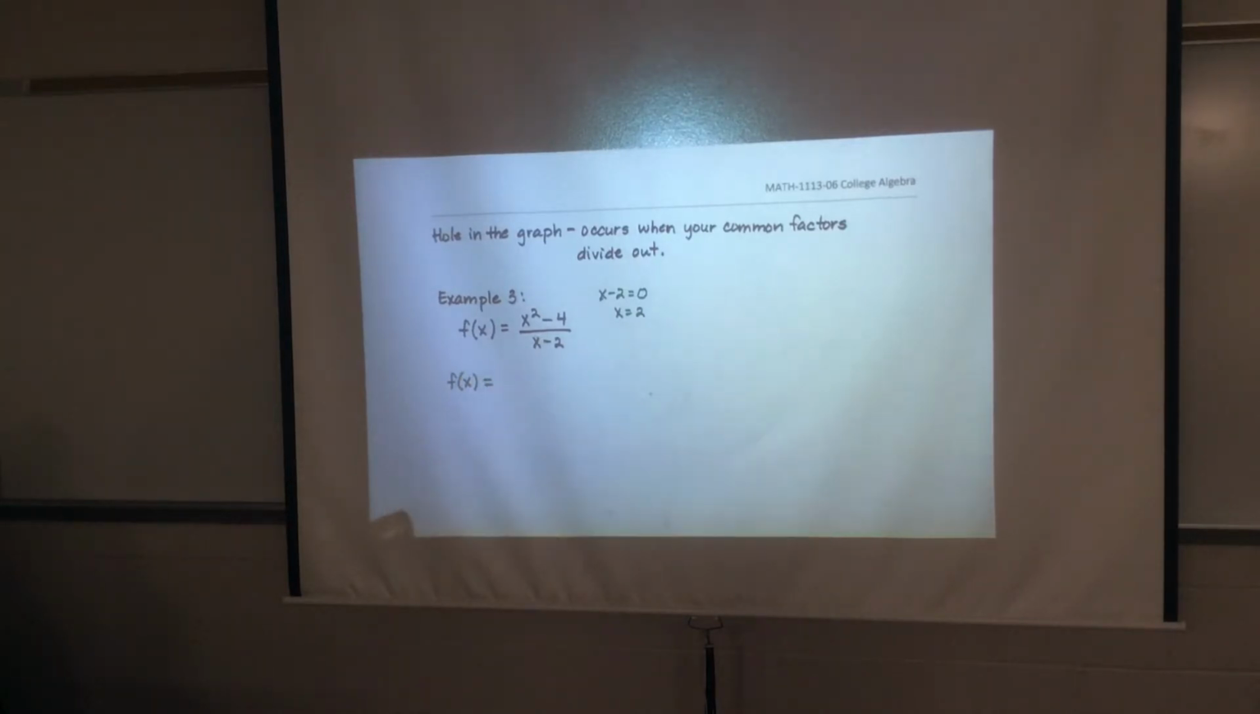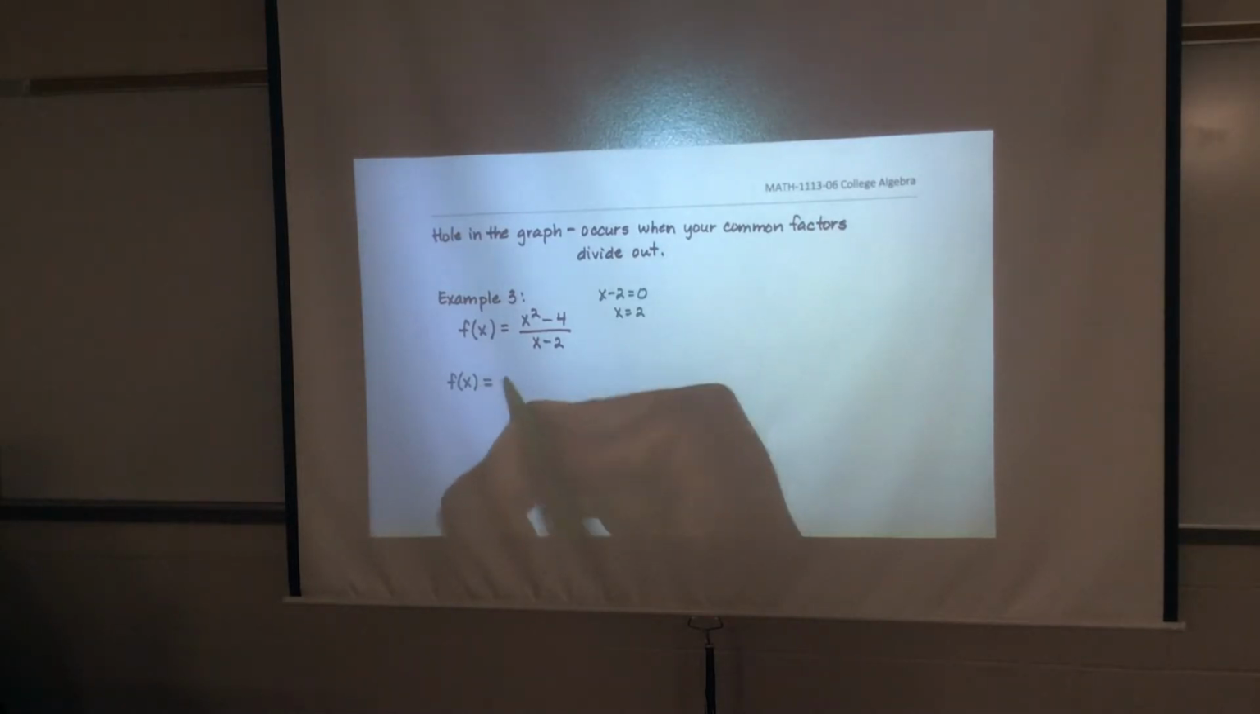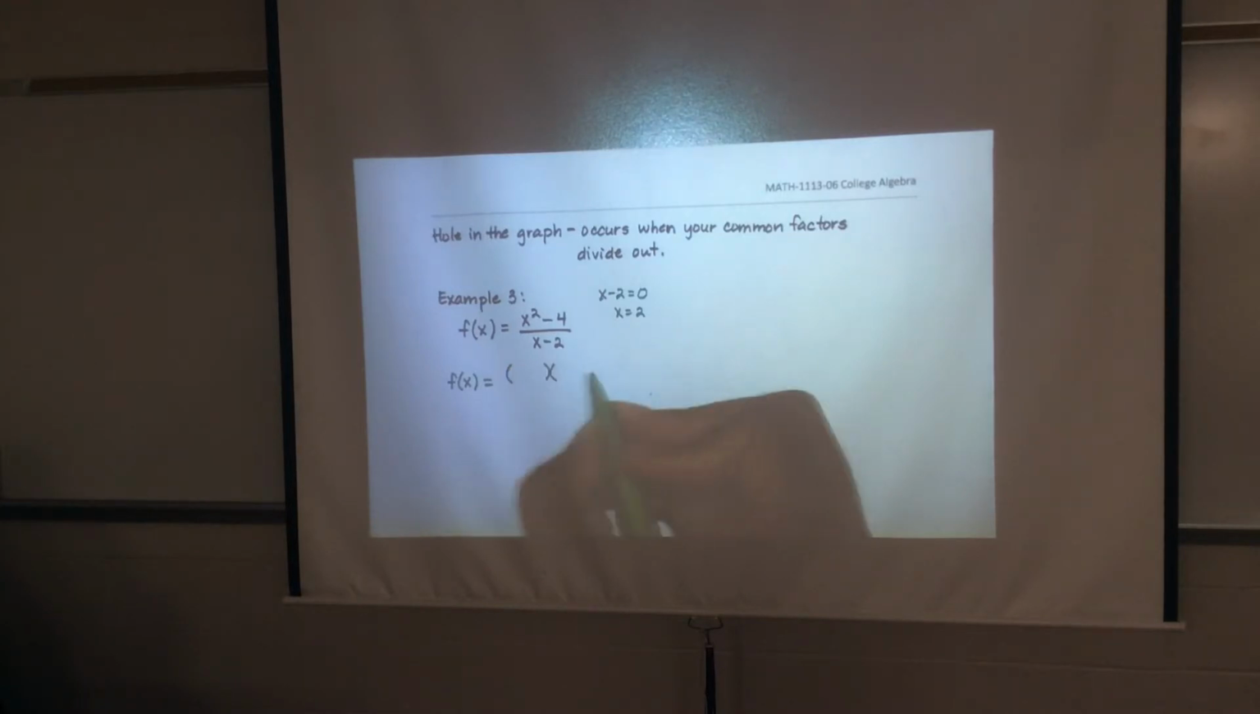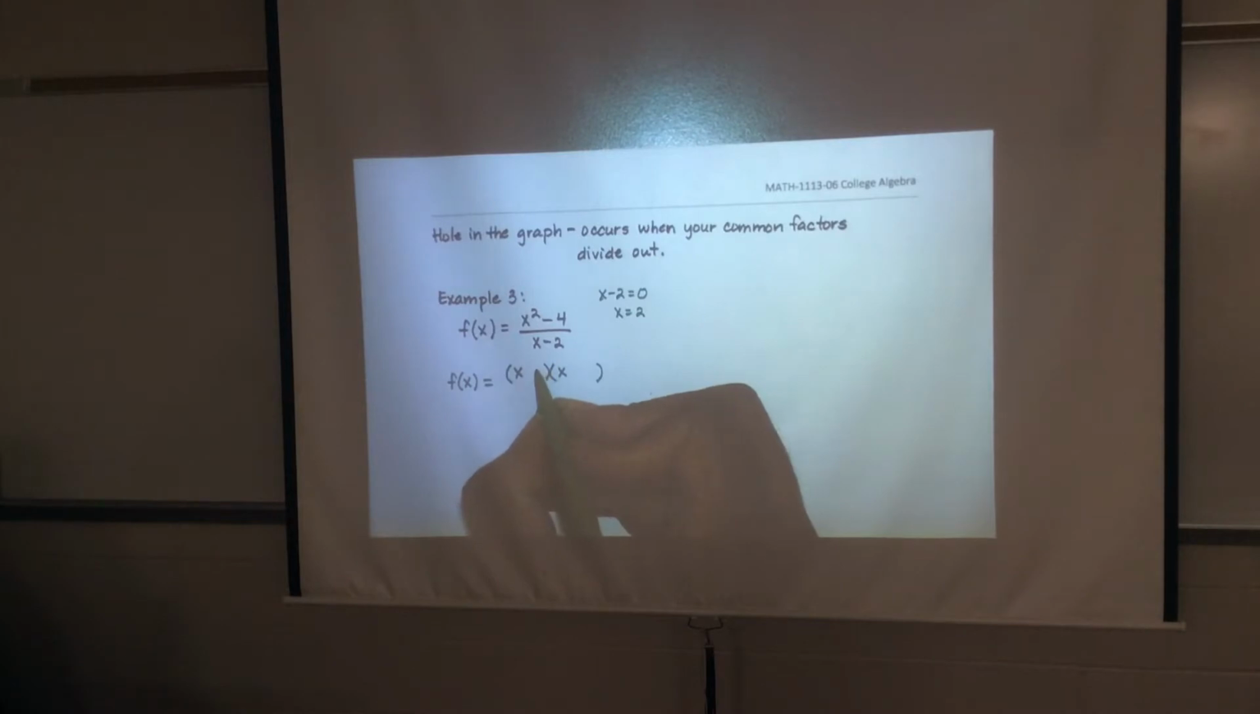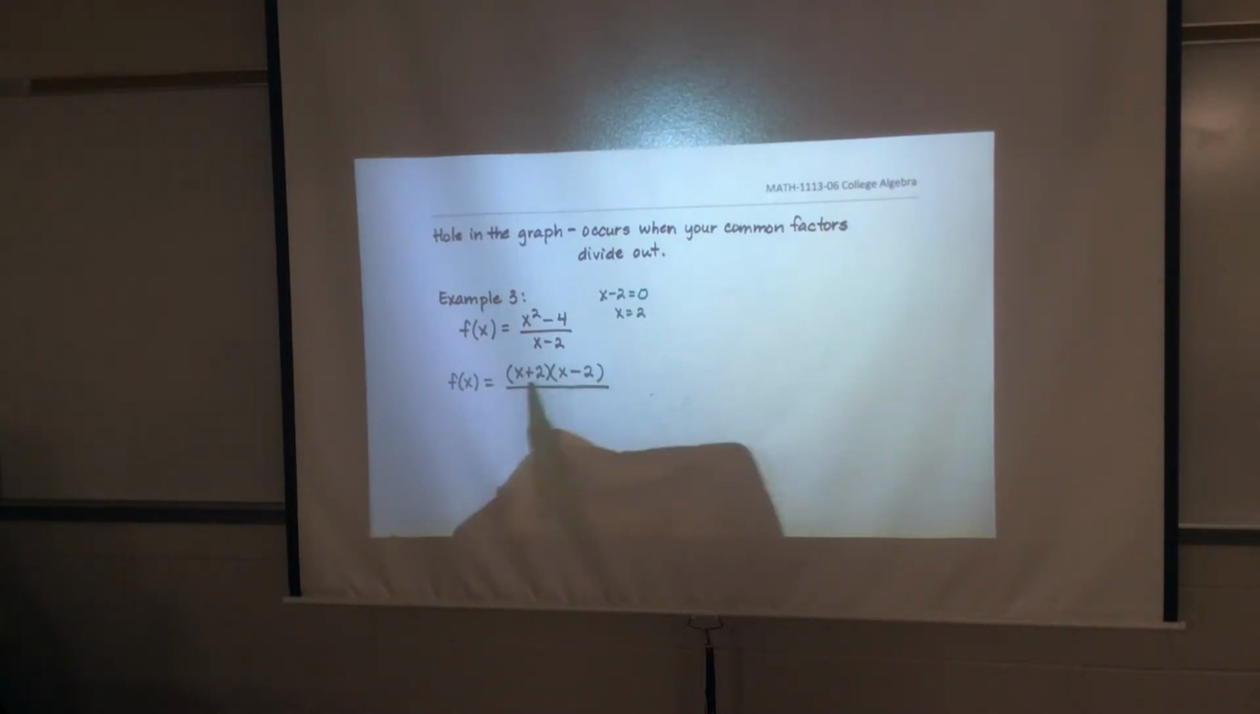Now I'm going to factor the x squared minus 4 because that is a difference of two perfect squares. So in this case, x squared will be x and x. 2 times itself will give you 4. The middle term is a minus, so one has to be plus, the other one has to be minus. So you've got x plus 2 times x minus 2, all divided by x minus 2.